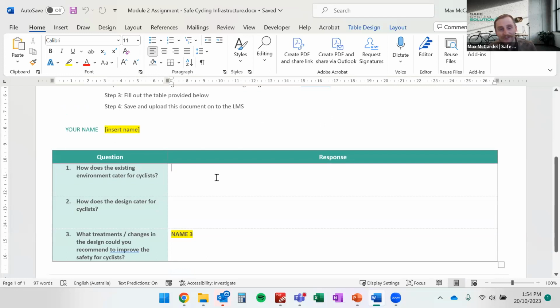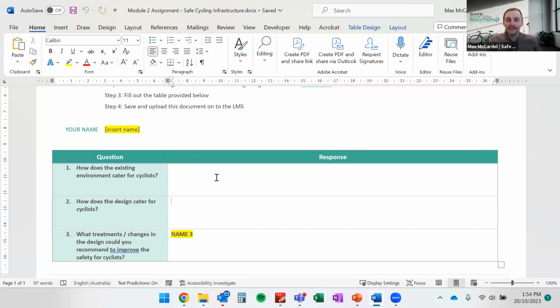Question 1 is, how does the existing environment cater for cyclists? So you'll need to look at the street view and just dot point, what are the existing cycling facilities, and, you know, what would that imply? We don't need long paragraph answers. We're very, very happy for things to be short and sweet.